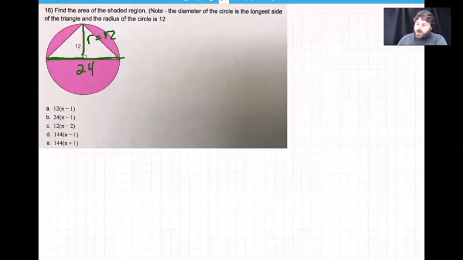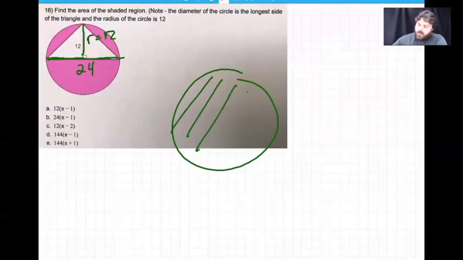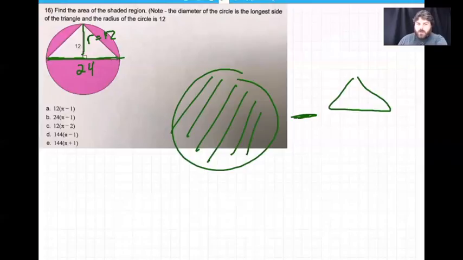So remember, we're trying to find the area of the shaded region, so we want to find the whole thing, right? And then we're going to subtract away the part that we don't want, the unshaded part. So if this is a circle, we need to know the area. So the area of a circle is pi times the radius squared. If radius is 12, we do 12 squared times pi. 12 squared is 144. So it's 144 pi.